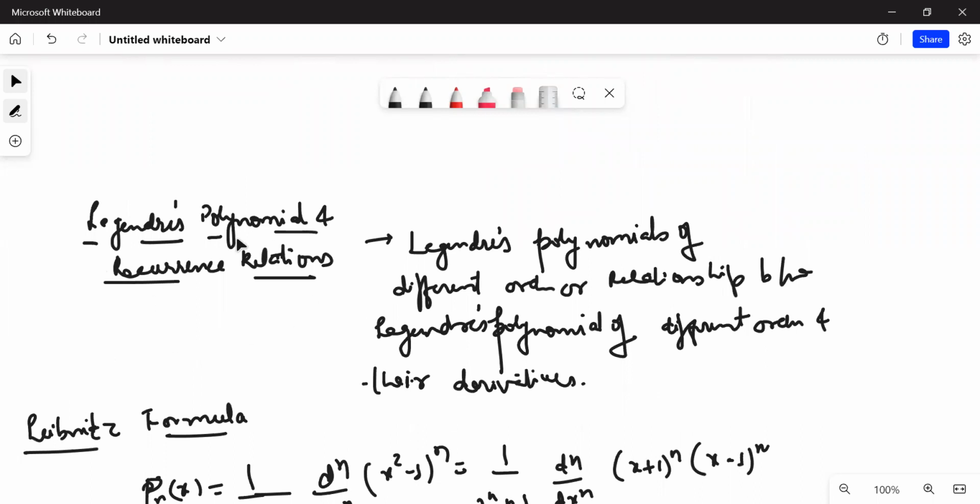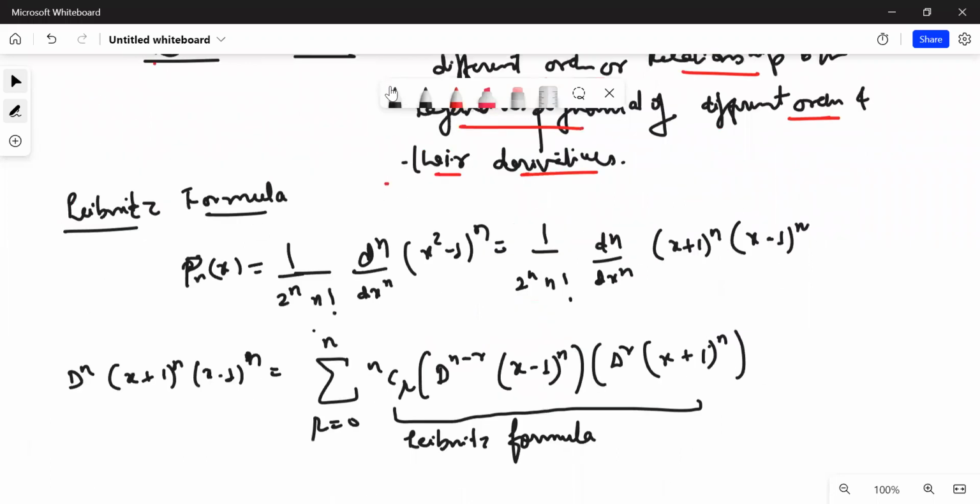what one says recurrence relation. And what is a recurrence relation? A recurrence relation is a relation between Legendre's polynomials of different order, or a relationship between Legendre's polynomials of different order and their derivatives. So this is how you are going to describe your recurrence relation, okay? And one of the formulas that can be very handy is the Leibniz formula and also the Rodrigues formula.